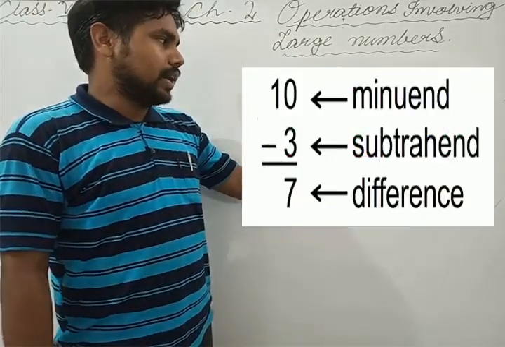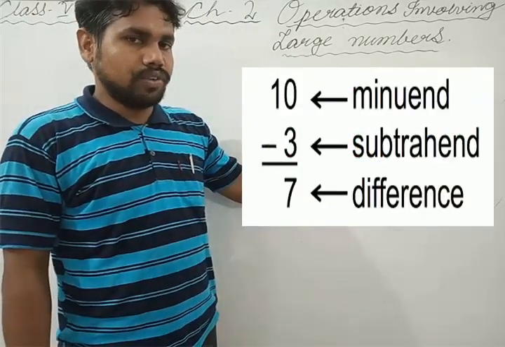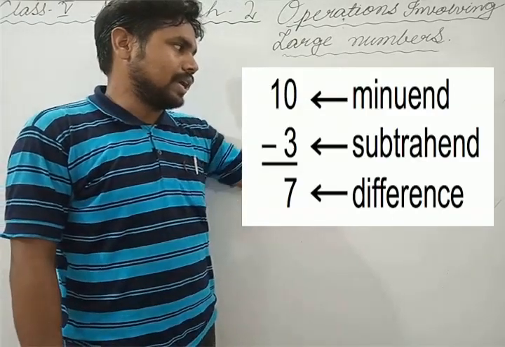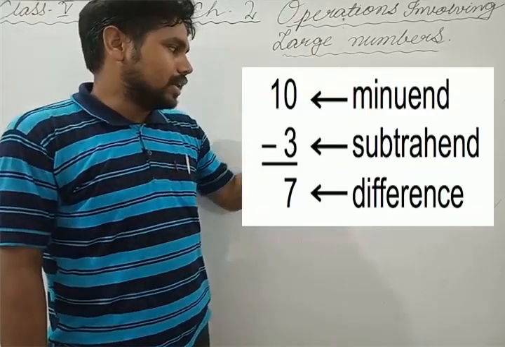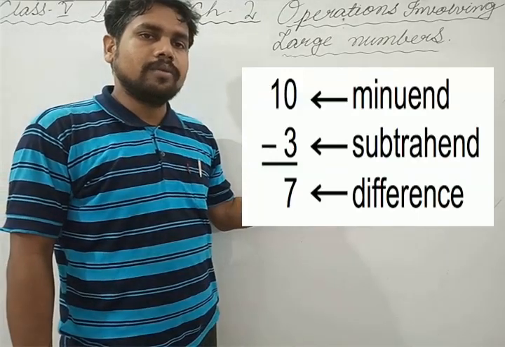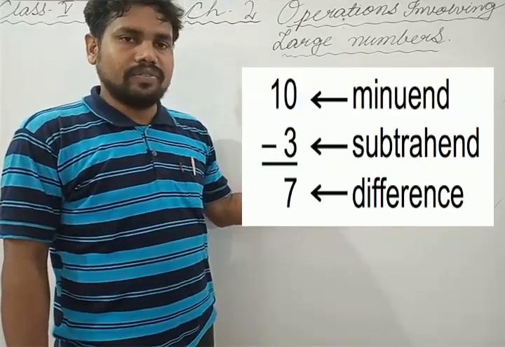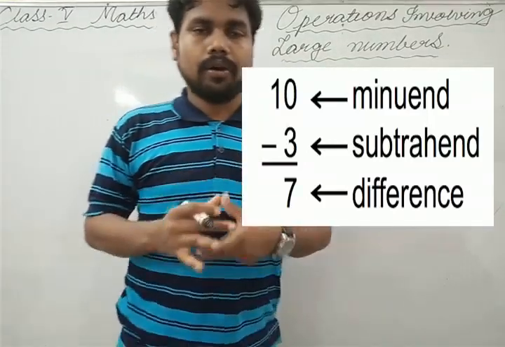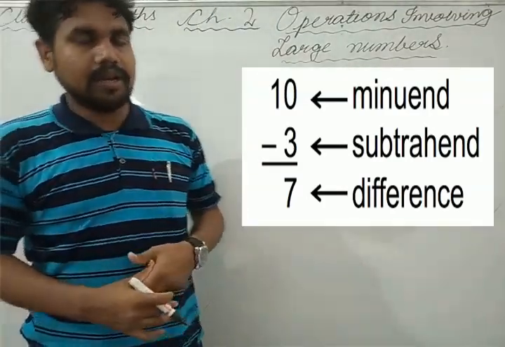The greater number from which we are subtracting is called the minuend, the number which you are subtracting is called the subtrahend, and the result you get is called the difference. So these are the important terms related to subtraction and addition.